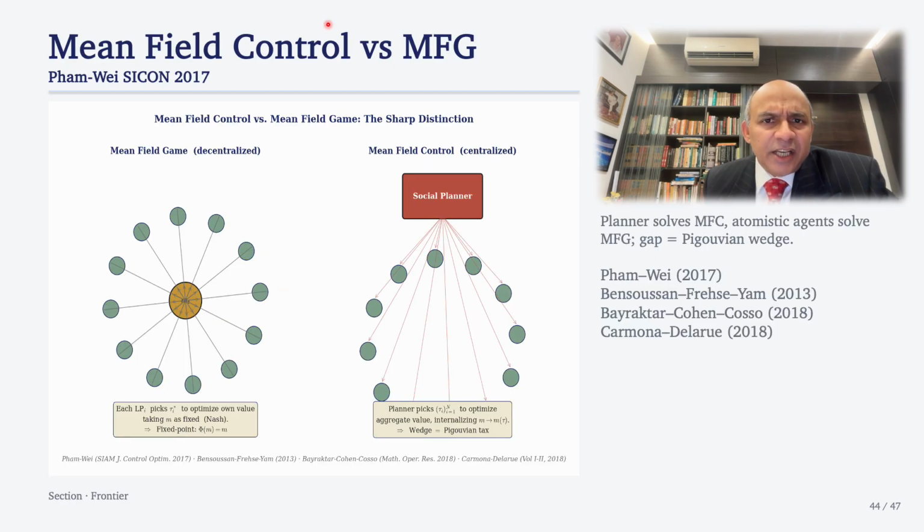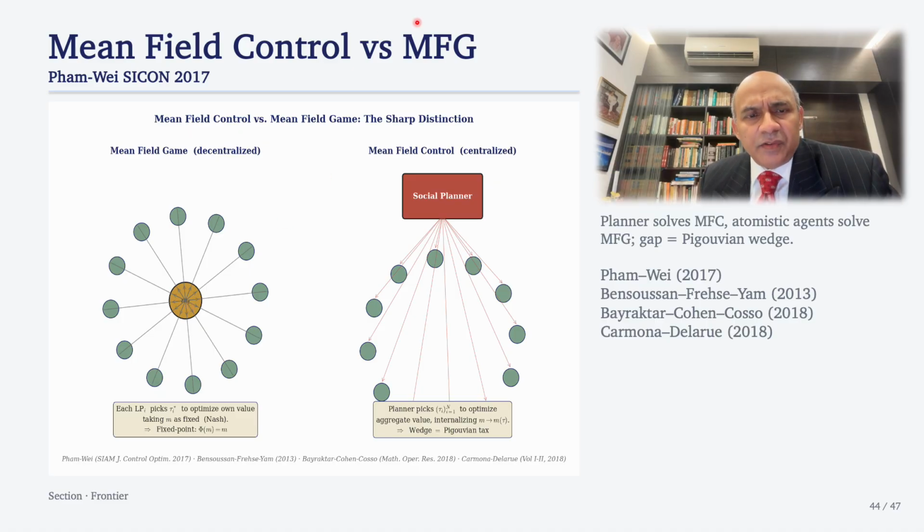Here we draw the sharp distinction between two superficially similar problems. The left side shows the mean field game, that's decentralized, and each LP is independently picking its optimal exit tau star to maximize its own value, treating the population distribution M as fixed. The equilibrium is a Nash point, phi of M equals M, and everyone best responds. Nobody internalizes their effect on others.